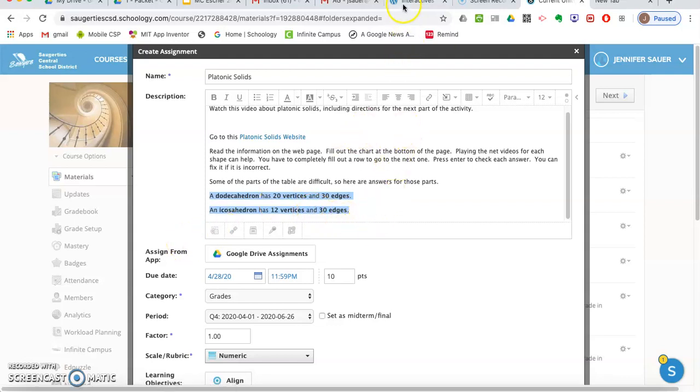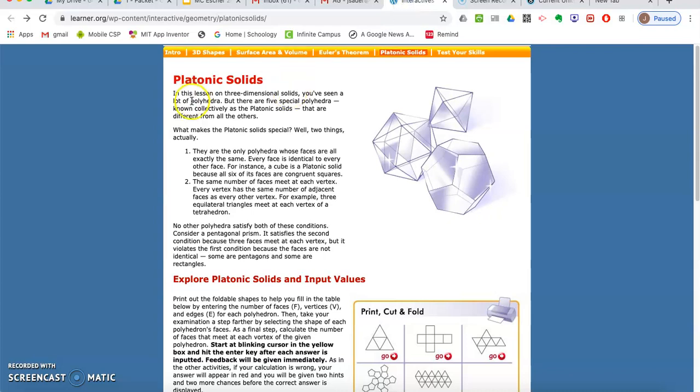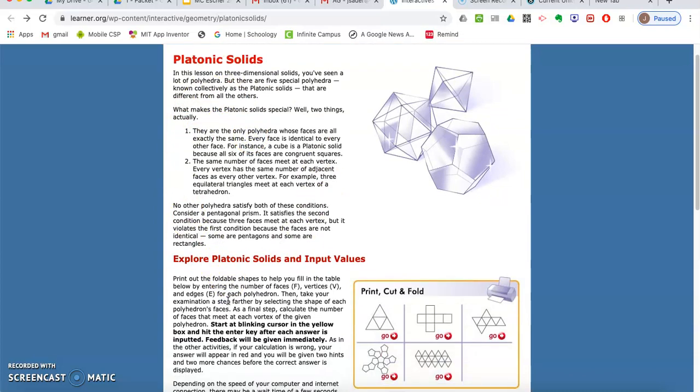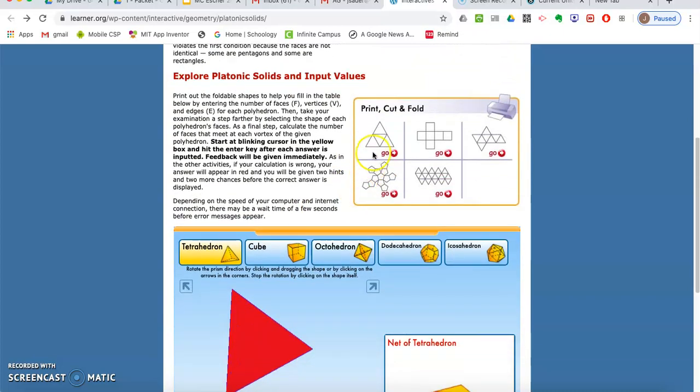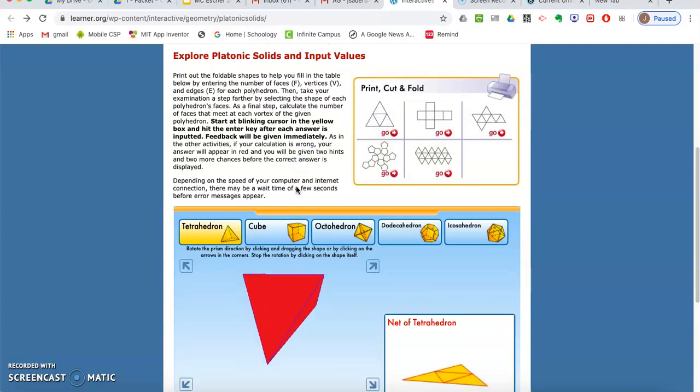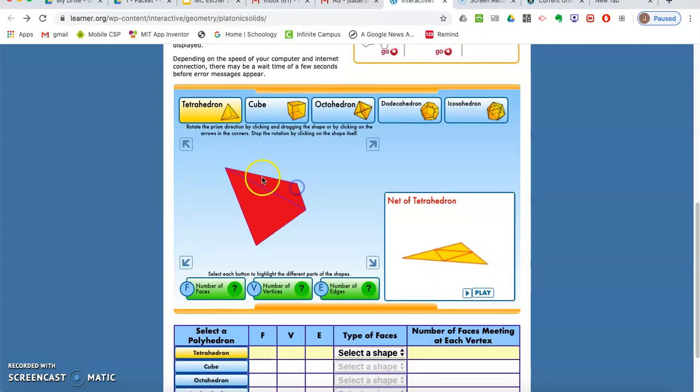So we're going to go over to the website now, which is right here. You had clicked on that link, and it's called Platonic Solids. You can read through this information. You should read through this information. Down here, you do not need to print, cut, and fold these nets. If you wanted to kind of build your own, that's totally fine. We actually would have built them with gumdrops and toothpicks if we were in class. The focus, though, after you do the reading, is to come down here to this section.